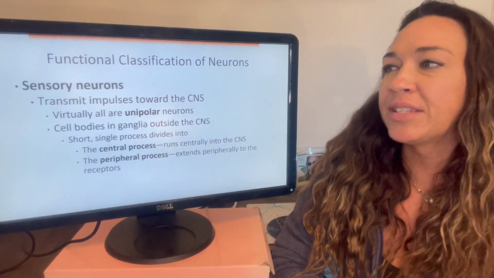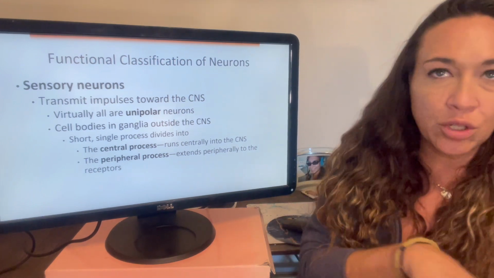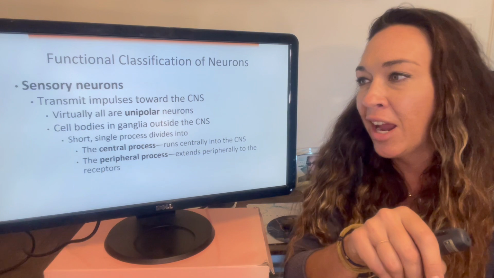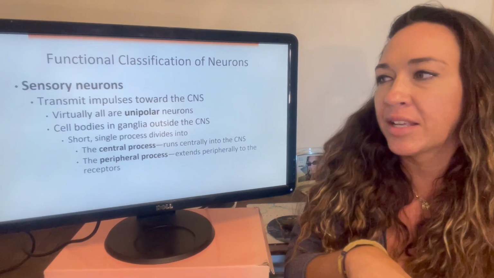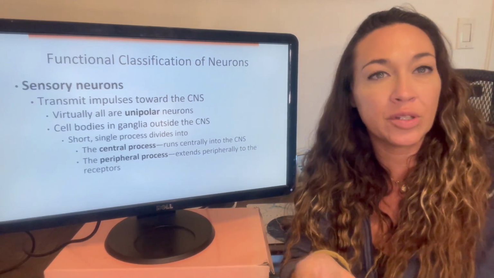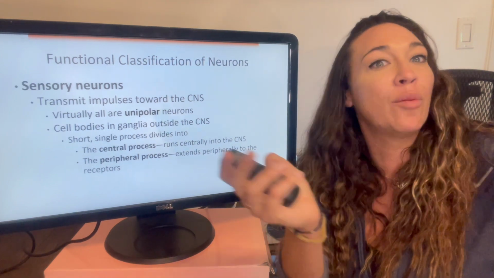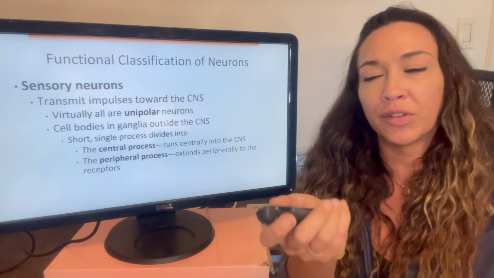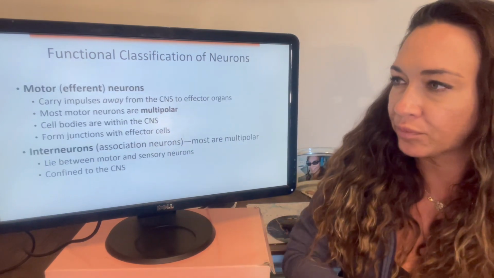Now, these guys do have a central process that runs centrally to the central nervous system because it's super important. We need to get there. And we also have a peripheral process that extends peripheral to the receptors. This is where we're receiving the impulses from. So we do have it coming in from the sides and then shooting straight to the central nervous system where we actually need to interpret.